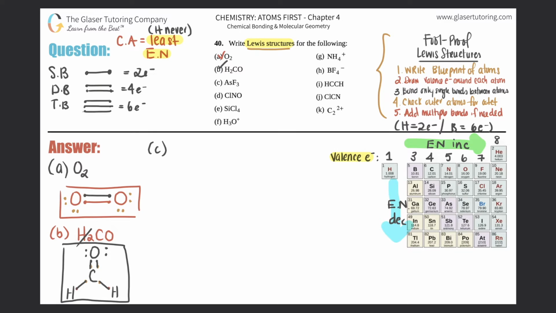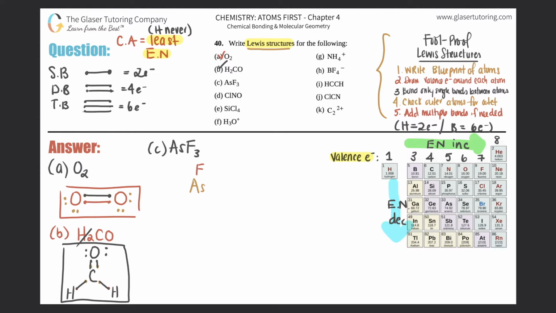C. AsF3. Okay, well, we need to figure out which one is the central. Is it going to be arsenic or is it going to be fluorine? Arsenic's over here, fluorine's up top here. As you drop down, you decrease in electronegativity. So it would make sense that arsenic would be in the middle, surrounded by 3 fluorines. So As in the middle, surrounded by 3 fluorines.